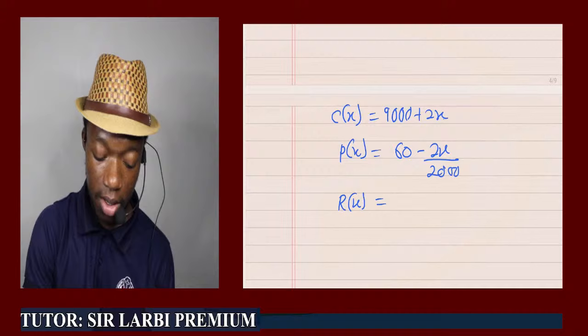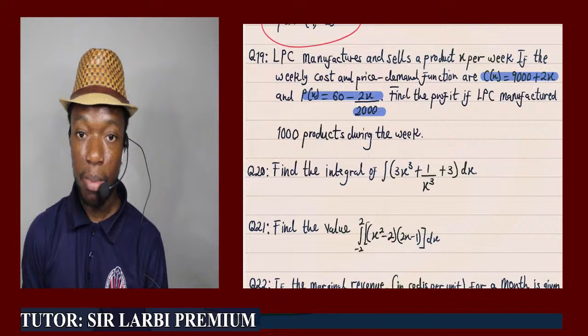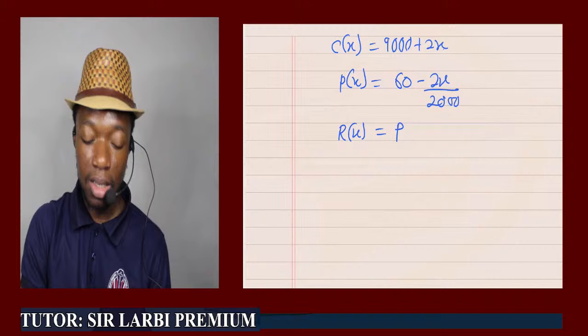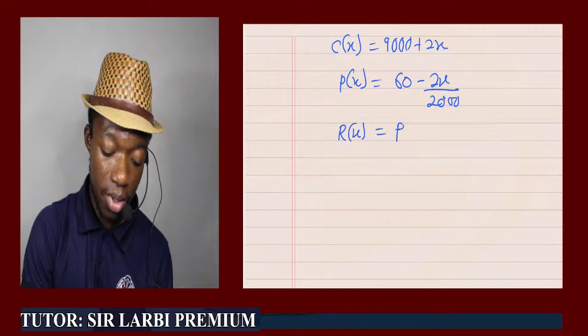So the price function is P. And as per the question, we produce x products per week, so our output is x. So we're going to multiply by x. Here it is quantity multiplied by the price per item, so that we get to know the total revenue we are going to generate when we sell them. So P multiplying x should give us our revenue function.